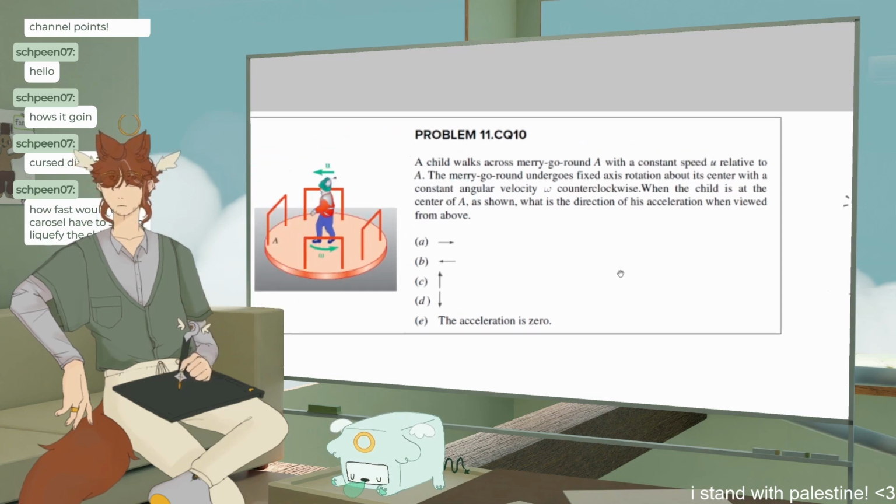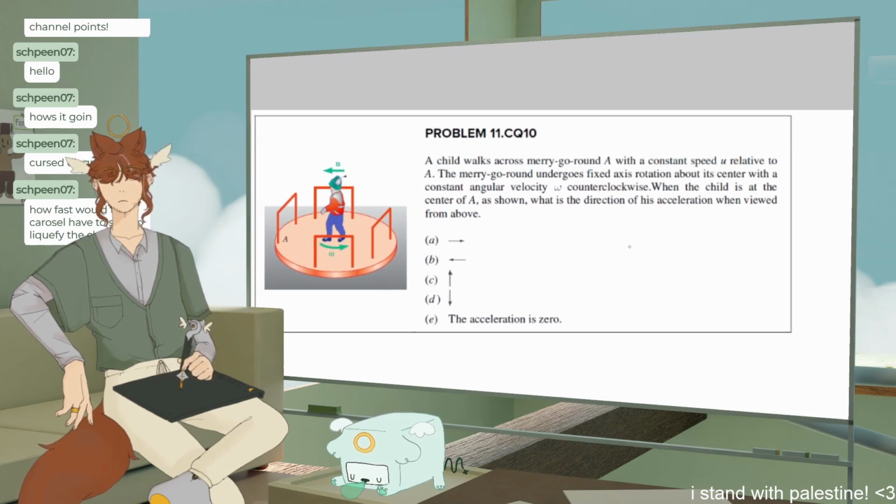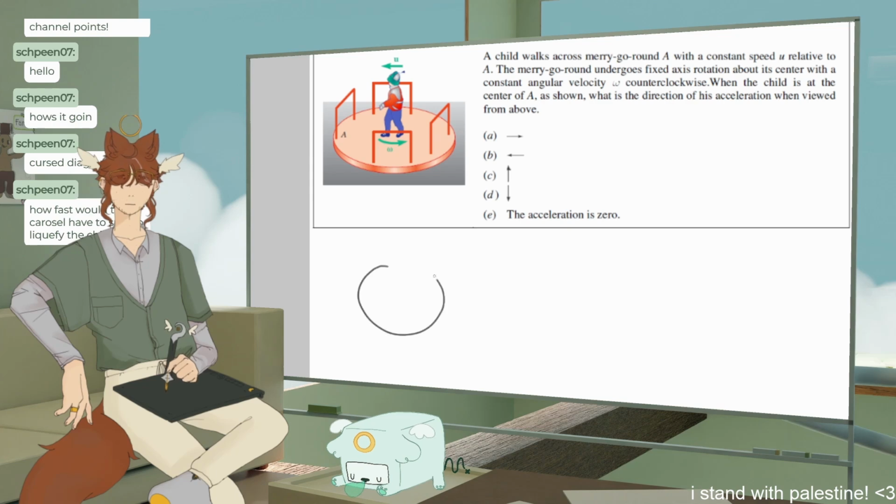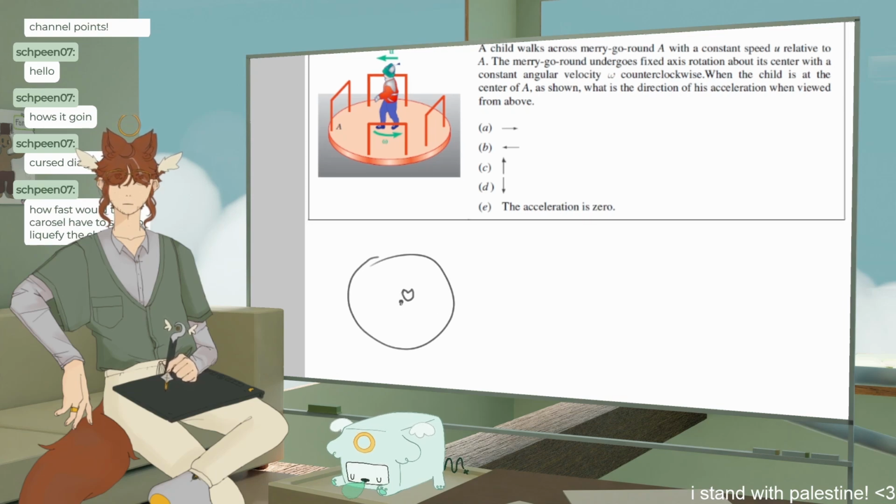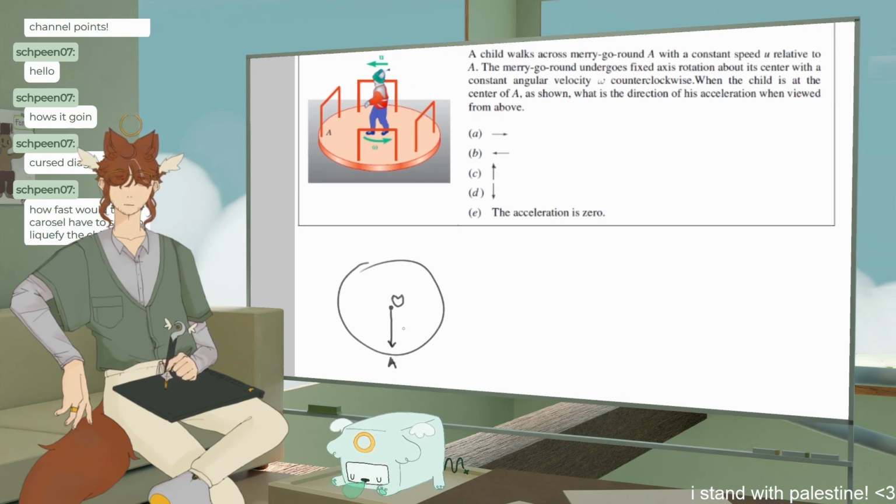That was worth it. Okay, a child walks across a merry-go-round with constant speed u relative to the merry-go-round, which undergoes fixed axis rotation about its center. Oh boy, okay, there's a lot going on here. So here's the child, and they're walking out towards A. That's the velocity. There's fixed axis rotation with a constant angular velocity, so it's going this way.